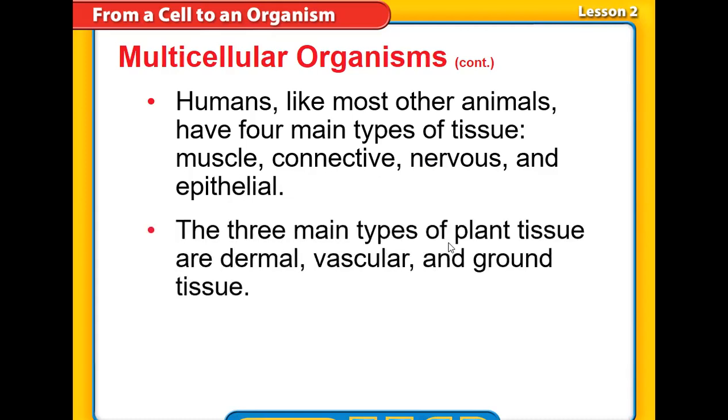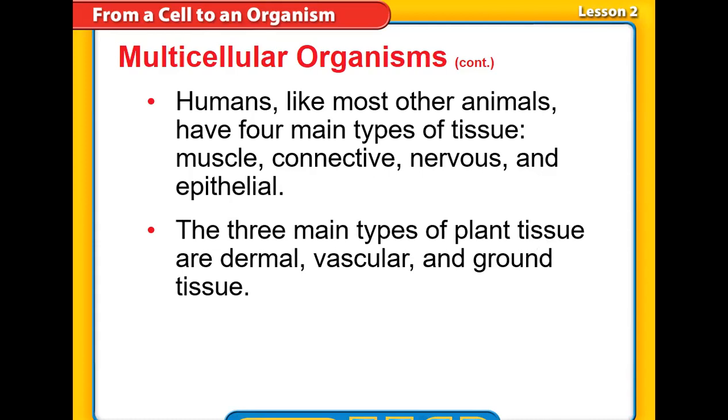So, the three main types of plant tissues. That means plants also have tissues? Yes, plants also, because a plant is a multicellular organism, so it has specialized cells gathered together to form different tissues to perform different functions. So we have dermal tissue, which equals the epithelial tissue in humans. That means the tissue which covers the outer part of different parts of the plant: the outer layer of the leaves, the outer layer of the stem, the outer layer of the root. We call them dermal tissue.